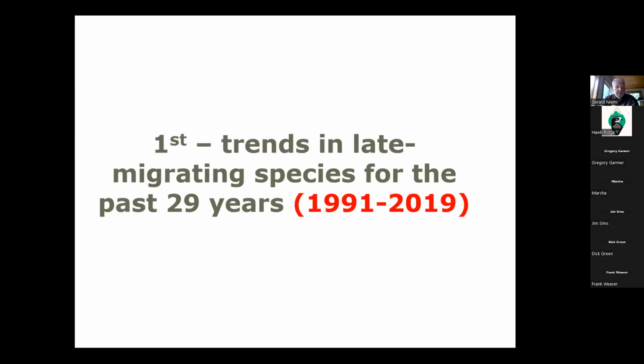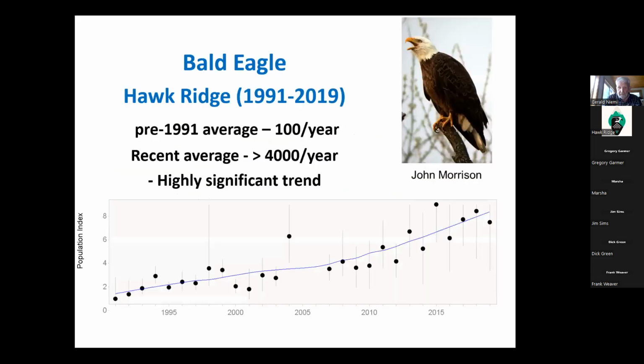Okay, so now I'm going to get into the trends. Again, most of this is going to be just a quick summary. Again, these are for 29 years, so we didn't use the whole 50 years for these data because of the change in monitoring some of these late migrating species into November and December. And that makes a big difference in the way the data looks over that period of time.